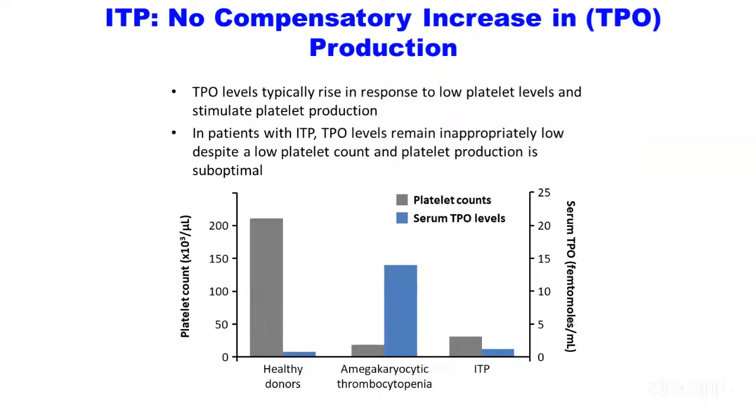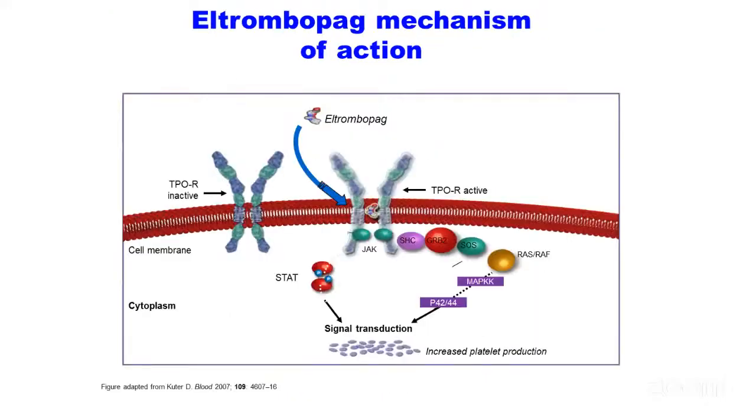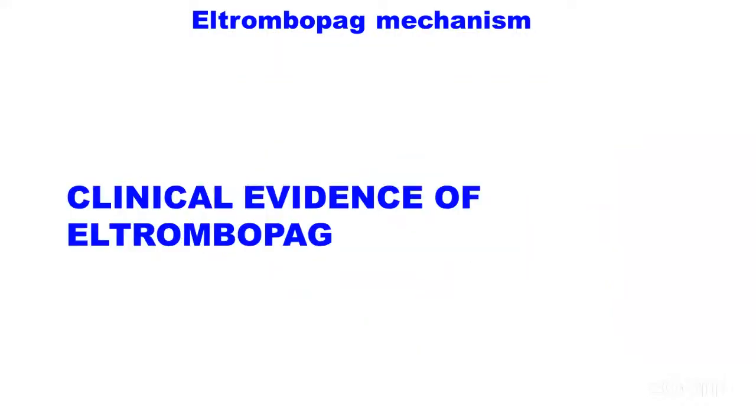The important issue is that in spite of the ITP, thrombopoietin production is not that high, because you know that thrombopoietin is produced by the liver and acts on the megakaryocytes. So if we can supplement with thrombopoietin, then we can encourage the megakaryocytes to produce more. This is the mechanism of action, how eltrombopag acts on these megakaryocytes.